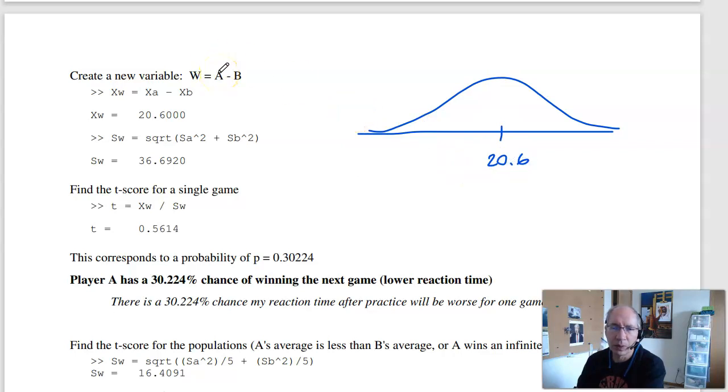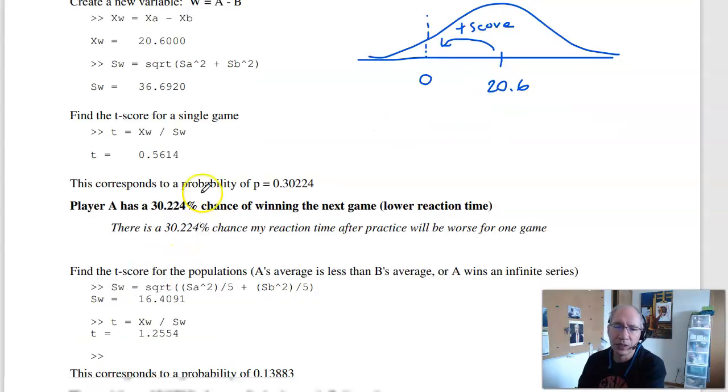So my reaction time got less the second time around. The standard deviation is the sum of the variances, square root, 36. And what I'm looking for is how far is this number from 0? That's my t-score. The t-score is 0.56. Using StatTrack, I can convert that to a probability.